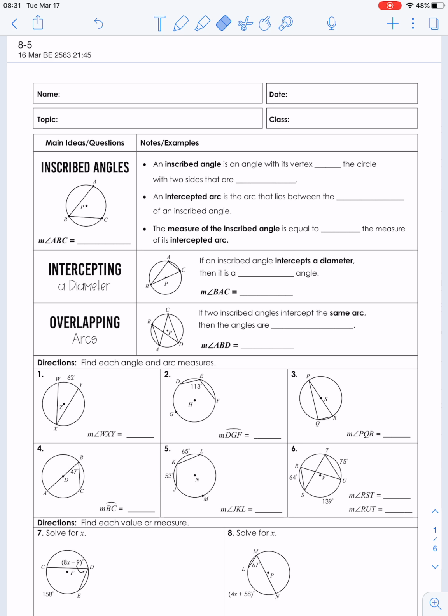But I'm going to go over the examples and the notes for 8.5 so you can use it to study for your quiz on Thursday. Yeehaw! Alright, so here we go.